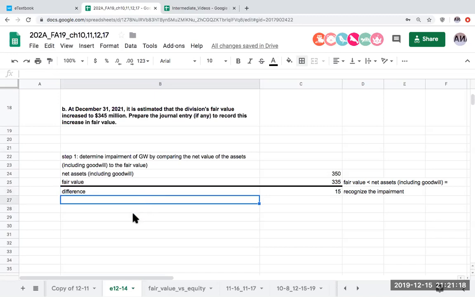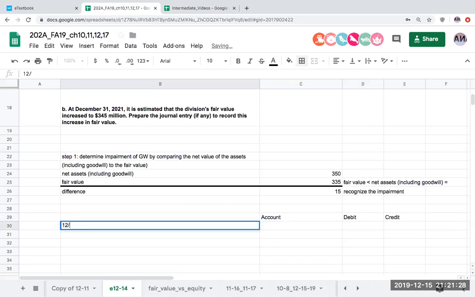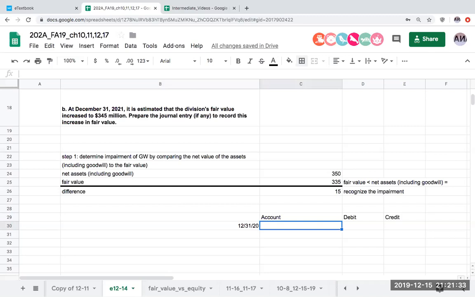So how do I handle a goodwill impairment? On 12/30/20, I'm going to be debiting impairment on goodwill.